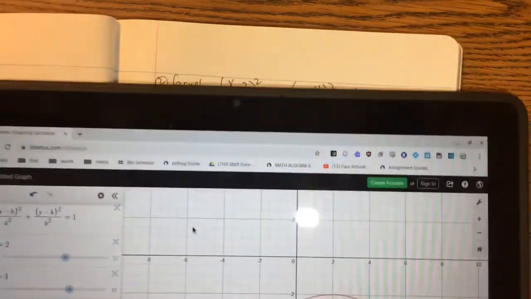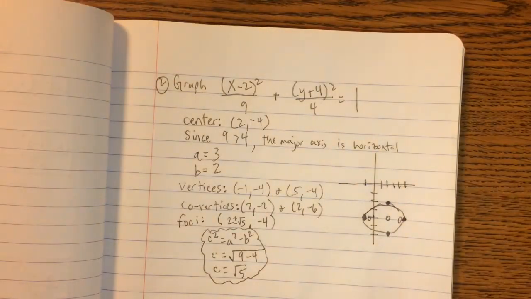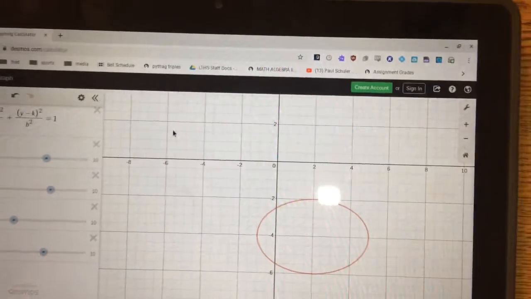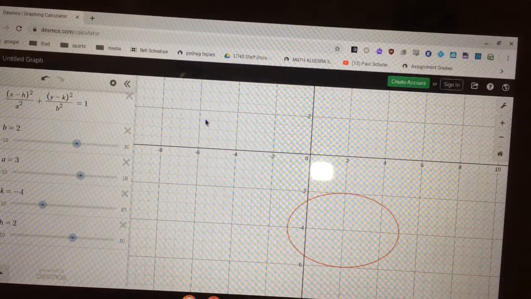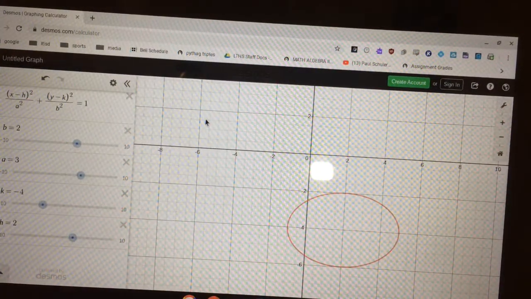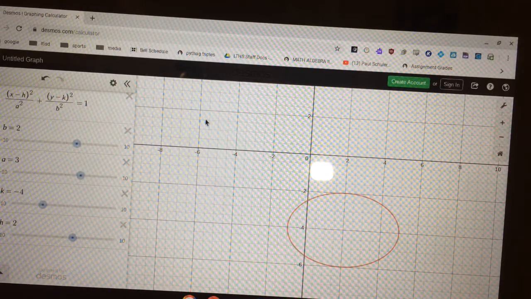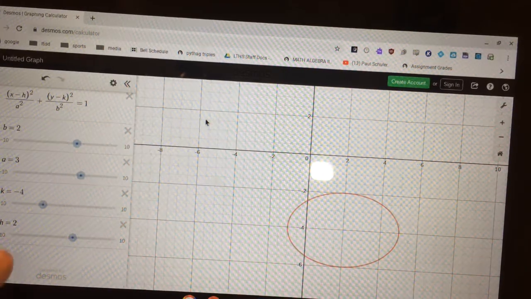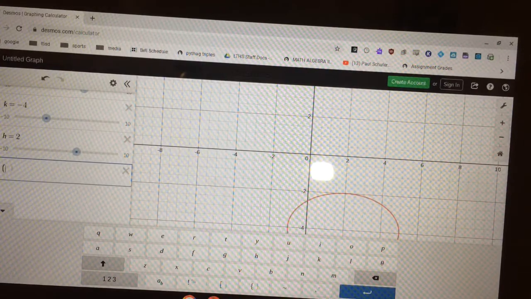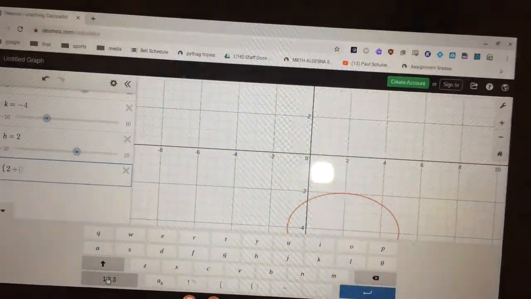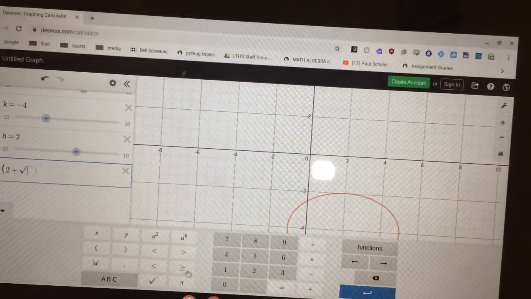So does that look like our sketch? It looks a lot better than my sketch for sure. What I'm trying to get you to see is that this is a good way to check your answers. Just go on to Desmos, type it in, and see if it looks right. We could even plot the foci here if you really want to see where they are. So let's see, 2 plus root 5. Can we do a root 5 on here? Oh, yes, we can. All right, perfect.